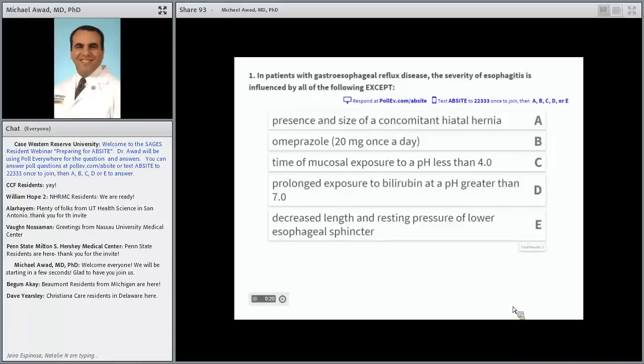So here's the first question, and again, if you missed the instructions, they're always up at the top here. We're going to have you respond at pollev.com/absite, and you can text. So here's the first question.